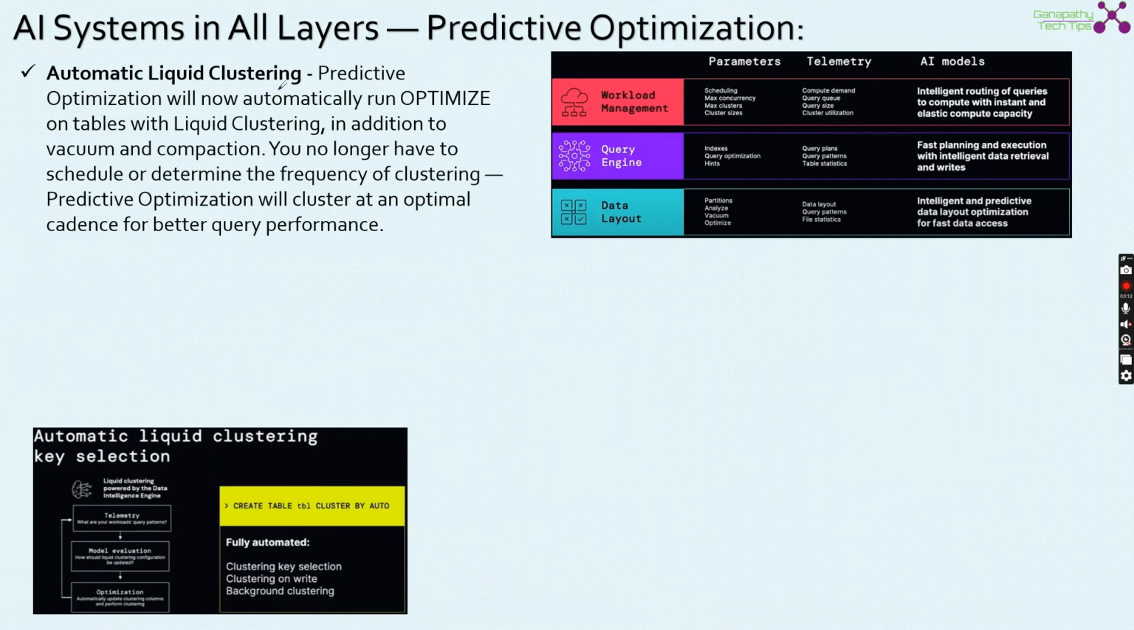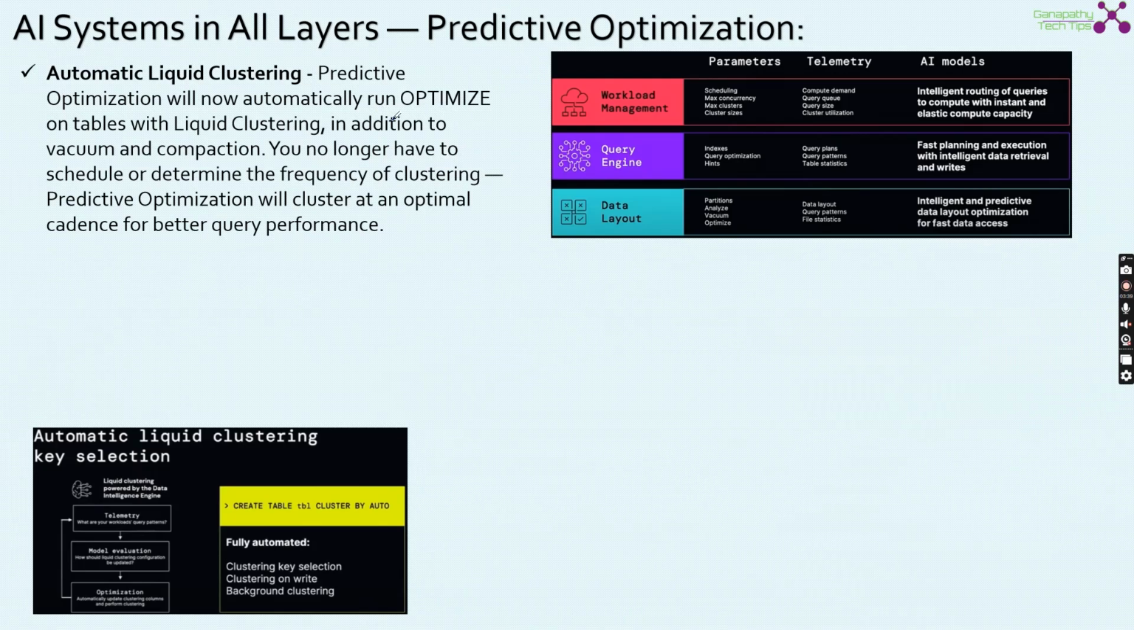The automatic liquid clustering, which is the interesting feature. Predictive optimization will now automatically run optimize on the tables with liquid clustering, in addition to vacuum and compaction. You no longer have to schedule or determine the frequency of clustering. Predictive optimization will cluster at the optimal cadence for better query performance. All are completely automated. I hope you are aware of the optimize command within Databricks.